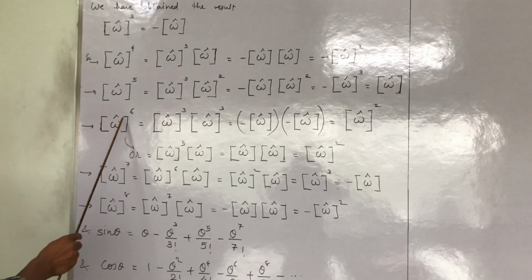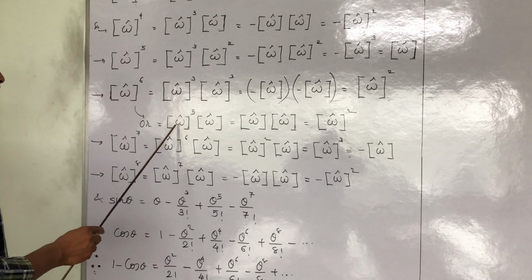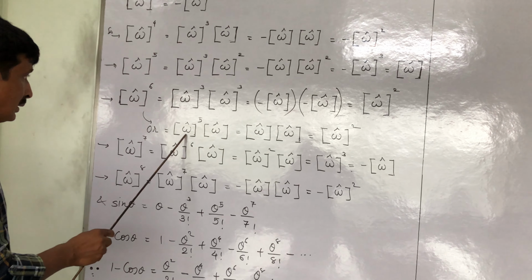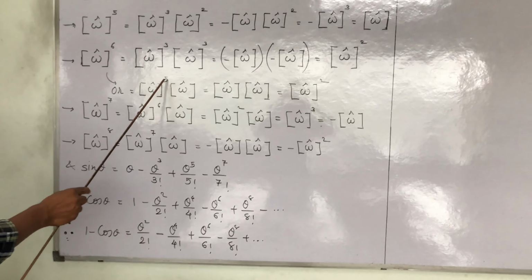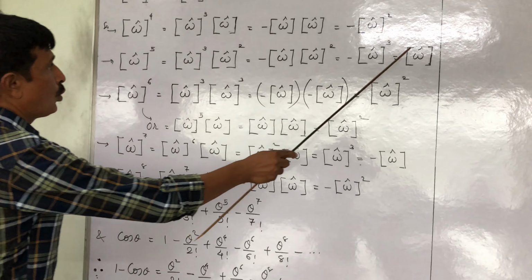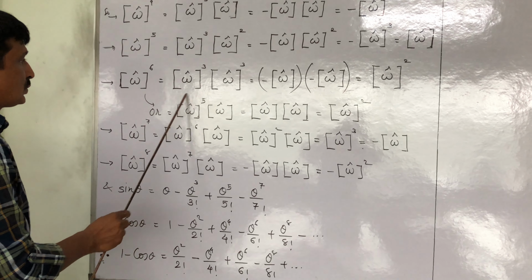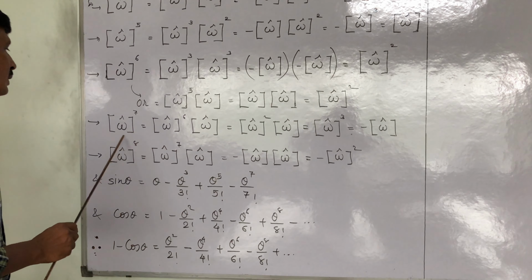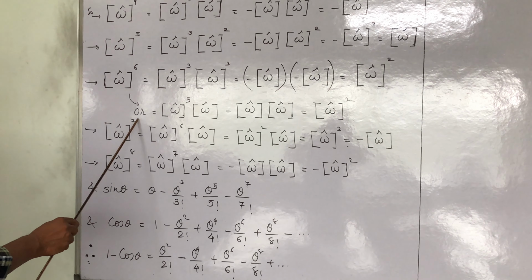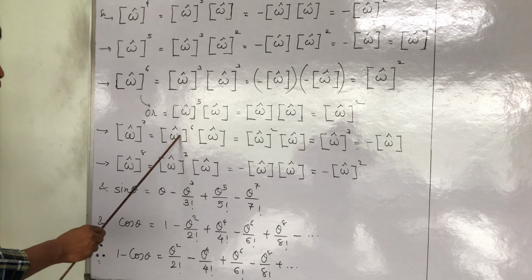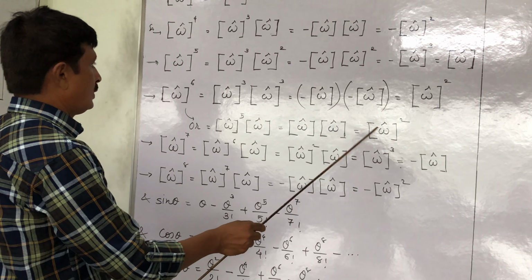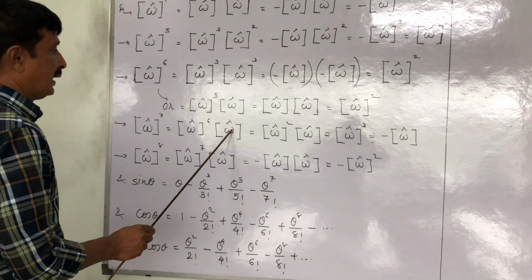Similarly, omega cap 6. We can write this way: omega cap raised to 5 into omega cap. This is simpler than this one. So omega cap raised to 5, we have obtained omega cap as it is. So this one is replaced by omega cap into omega cap, so omega cap square. Now omega cap raised to 7: using this, omega cap raised to 6 into omega cap. But omega cap raised to 6 is omega cap square and into omega cap.